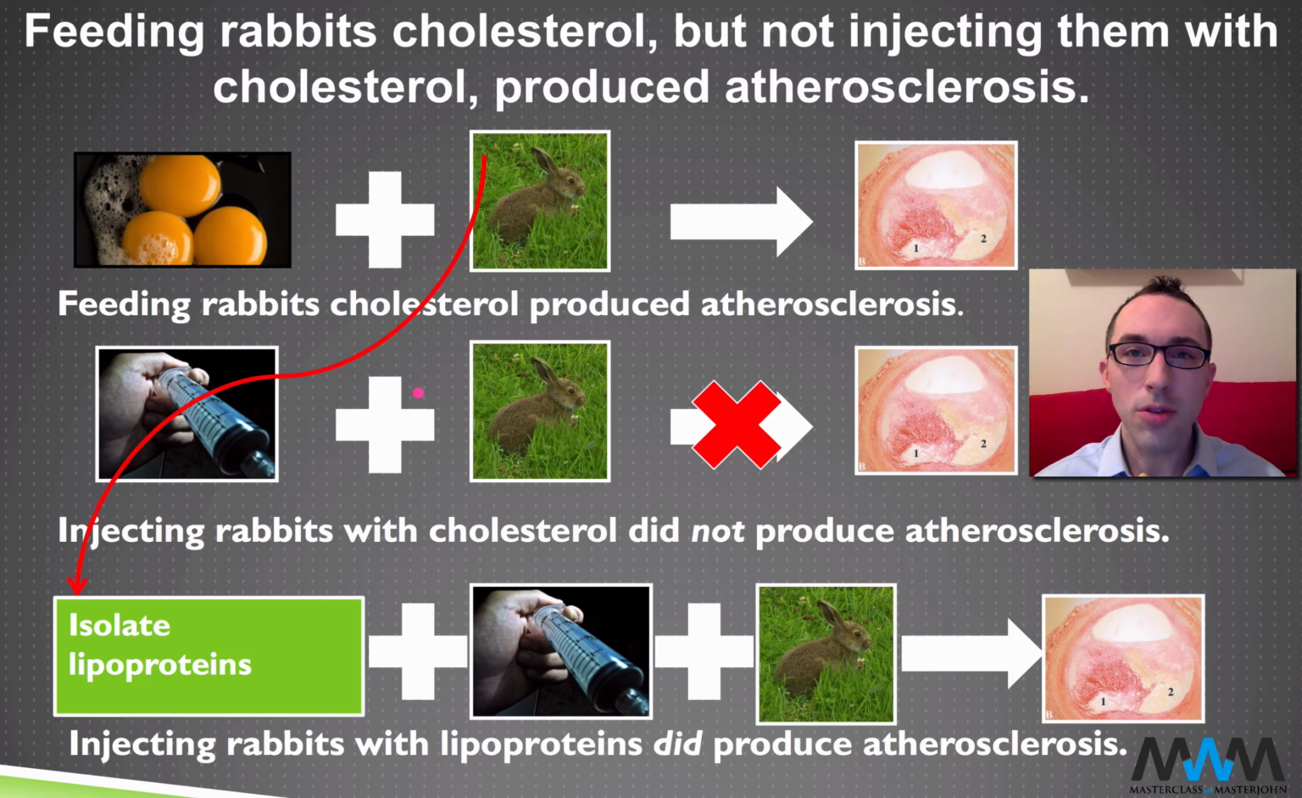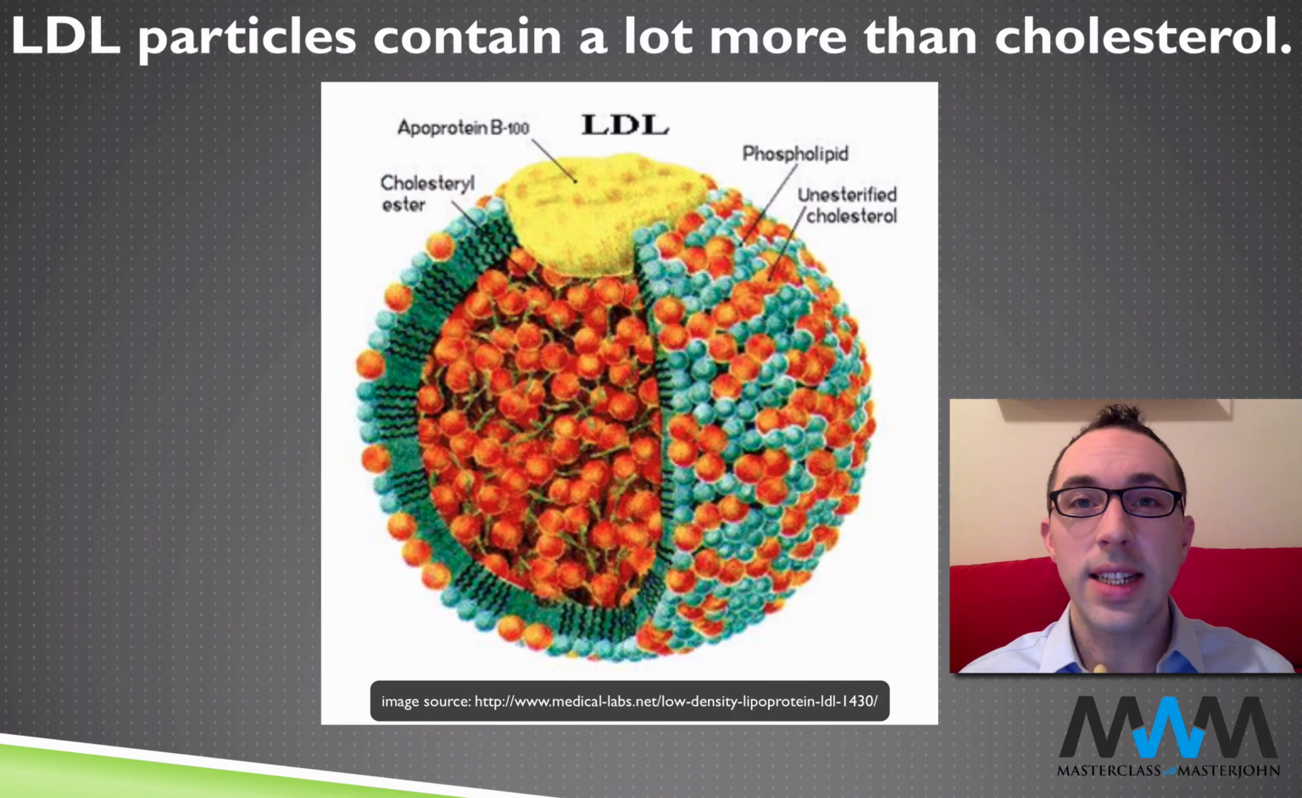So cholesterol itself did not cause heart disease, but when the cholesterol was eaten, something happened in the intestines of the rabbits that made that cholesterol atherogenic. What do you do with cholesterol in the intestines? You package it into lipoproteins. And when you transport it through the blood, you transport it in lipoproteins.